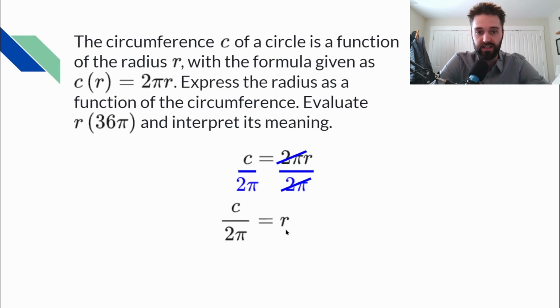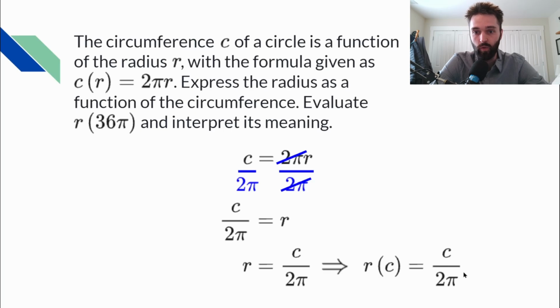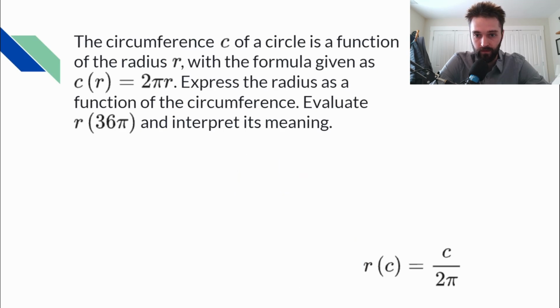Okay? Let's swap the left and right-hand sides to get this. And let's also write this in function notation, right? r is now a function of c. So we get r of c equals c over 2 pi. This is the formula for our new function, r of c. Okay? Next, let's take r of 36 pi and find out what it's equal to.